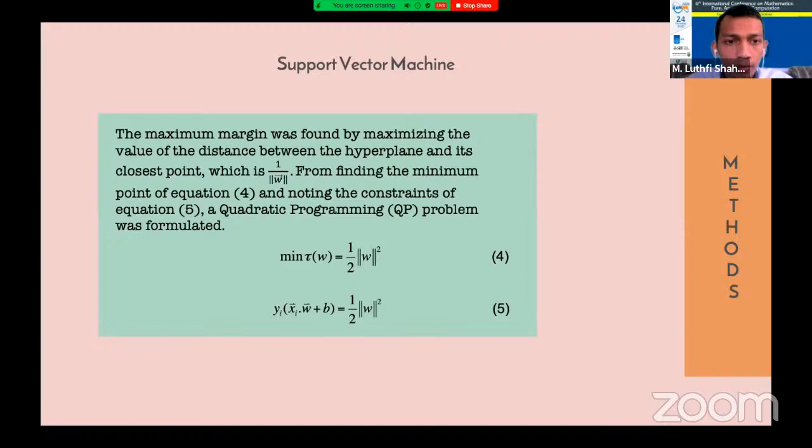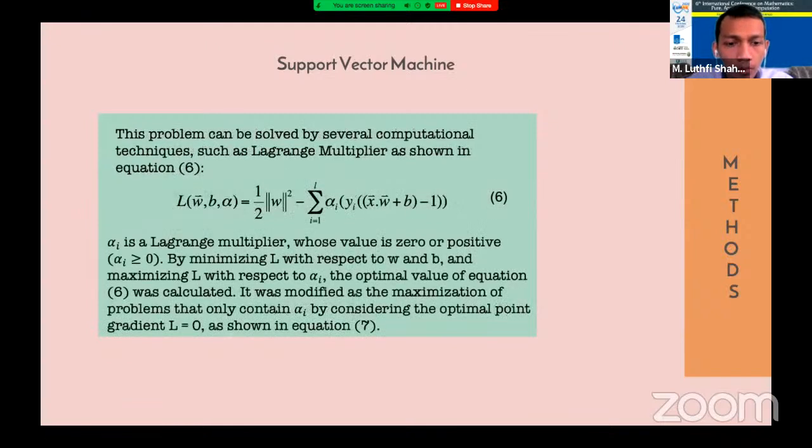From finding the minimum point of equation 4 and noting the constraints of equation 5, a quadratic programming problem was formulated. This problem can be solved by several computational techniques, such as Lagrange multipliers as shown in equation 6. It was modified as the maximization of problems that only contain alpha i by considering the optimal point, gradient L equals 0, as shown in equation 7. Next slide.